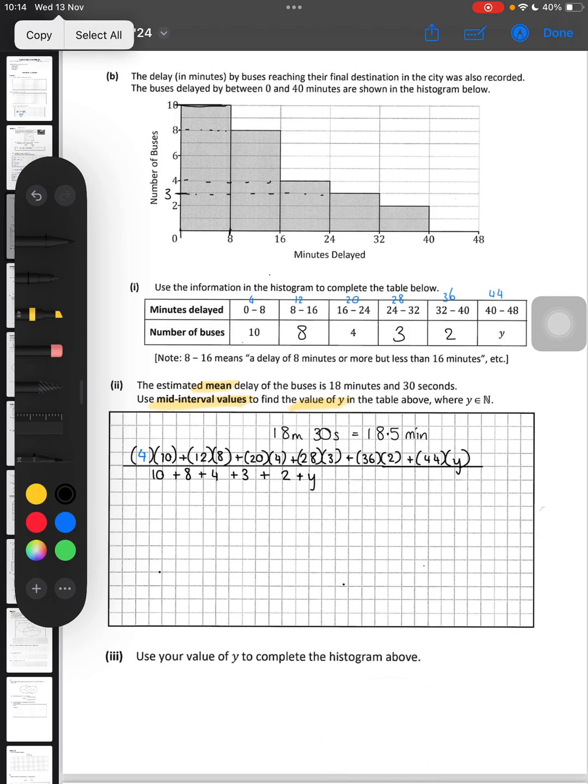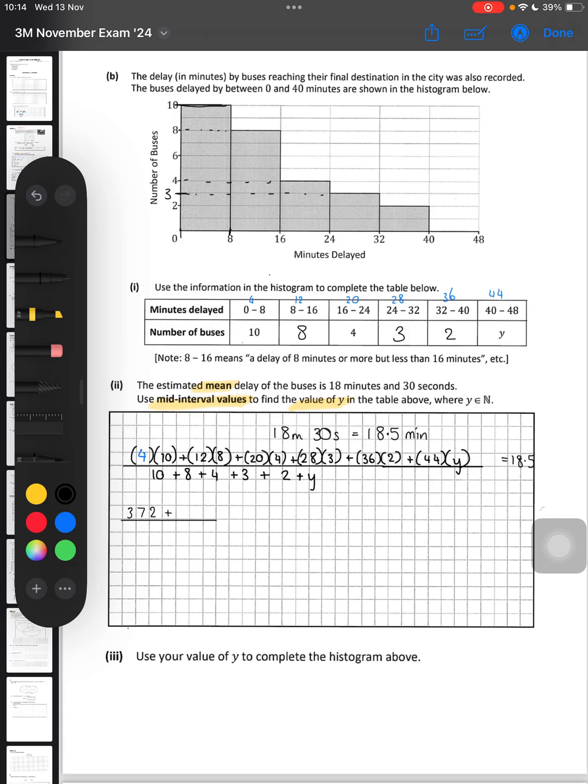I know that when I calculate out that mean, I know what it is equal to. They gave it to me. It's 18.5 minutes. So I can add that into this equation. When I calculate all that out, I'm going to get 18.5 minutes. So let's simplify the top line: 4 by 10 plus 12 by 8 plus 20 by 4 plus 28 by 3 plus 36 by 2 plus, and then this is an unlike term, so I won't be able to do it. Let's simplify that out so that we get 372.